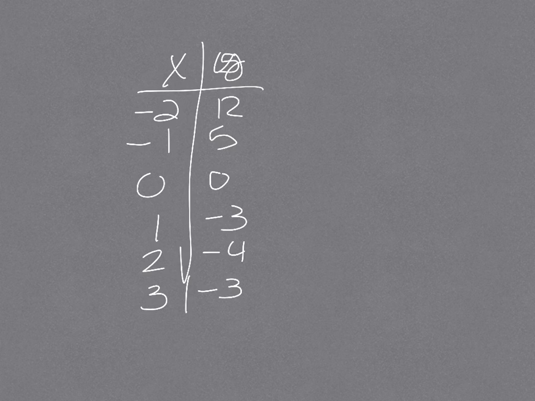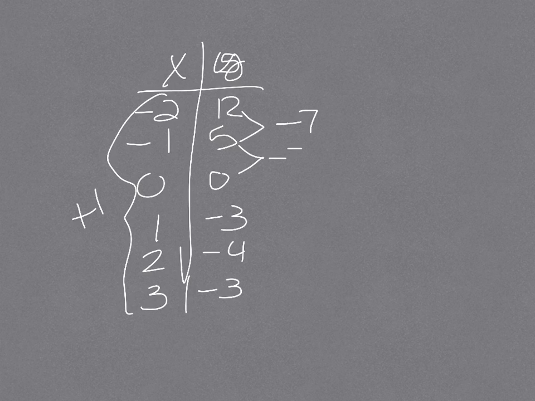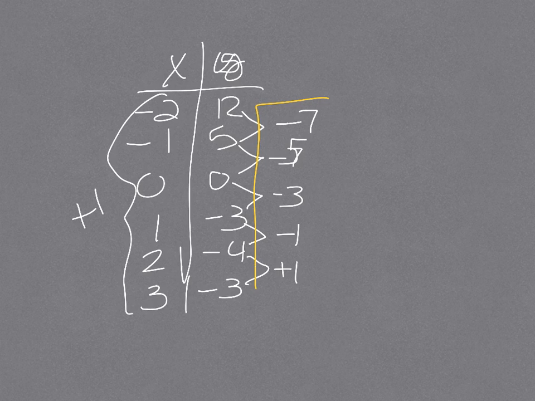If I look over to the x, it's usually going to be plus 1, but just make sure. So 12 to 5: what did they do to get from 12 to 5? They subtracted 7. And from 5 to 0, they subtracted 5. And then we subtract 3, we subtract 1, and then we add 1. So this is my first difference, and my first difference is not constant, is it?